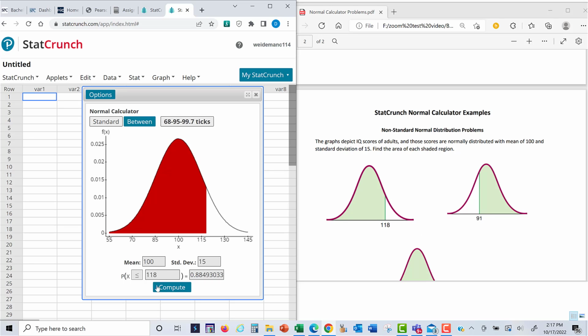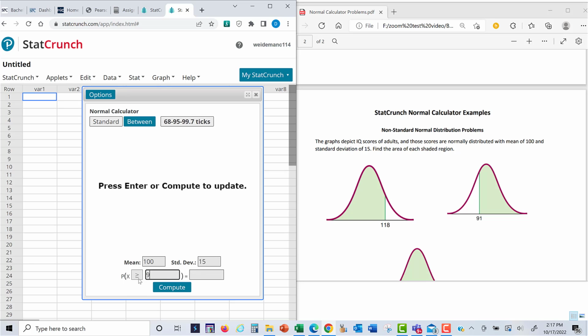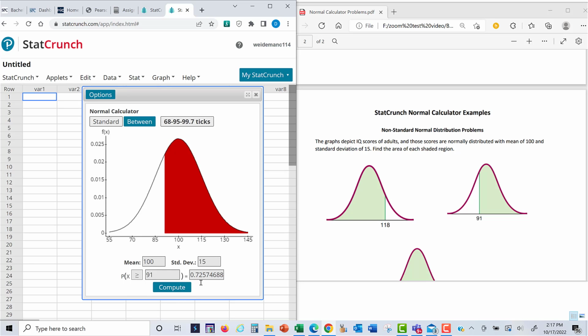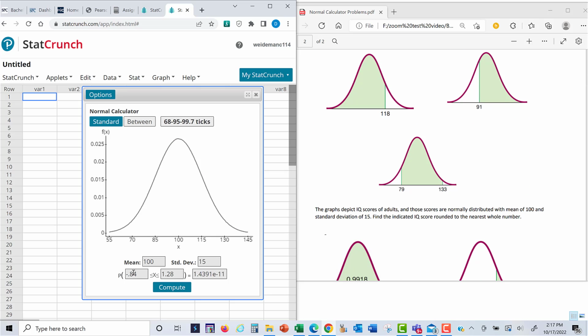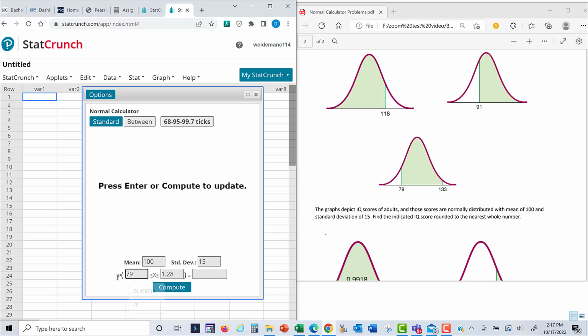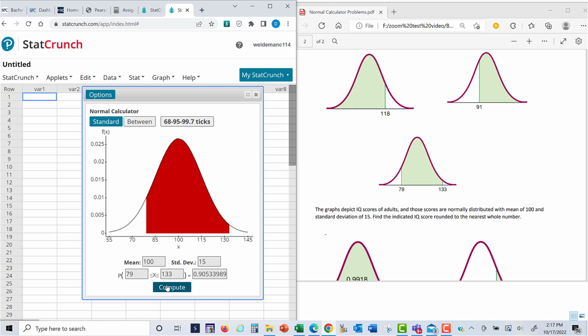Now let's switch it around, and we want to find the probability that a randomly selected adult has an IQ score of 91 or higher. So I'm going to change this to greater than or equal to. I'm going to put in 91 and compute, and that would be 0.7257. And then again, we have a between option. So we're going to put in the 2 IQ scores we're interested in. This is going to pretty much cover most of the IQ scores here. 79 up to 133. And we're covering 0.9053.